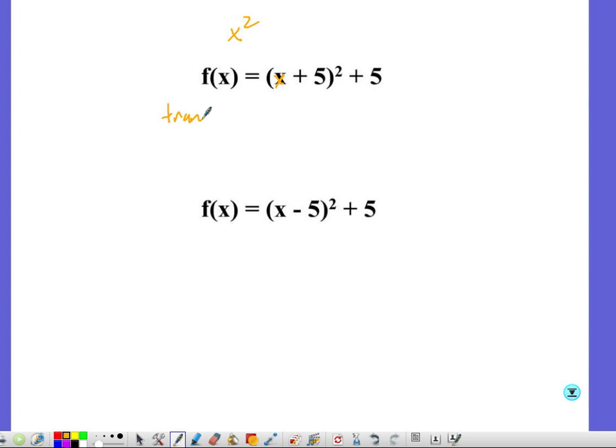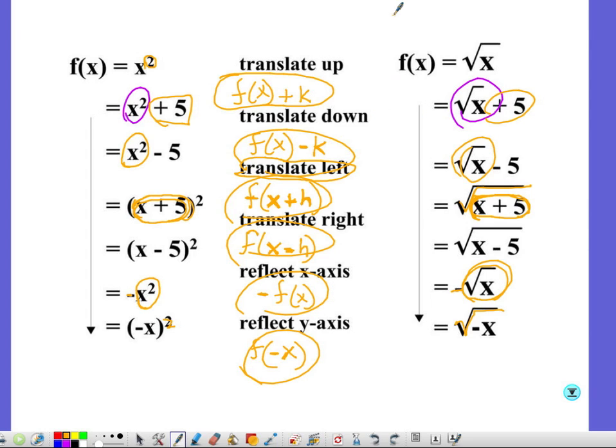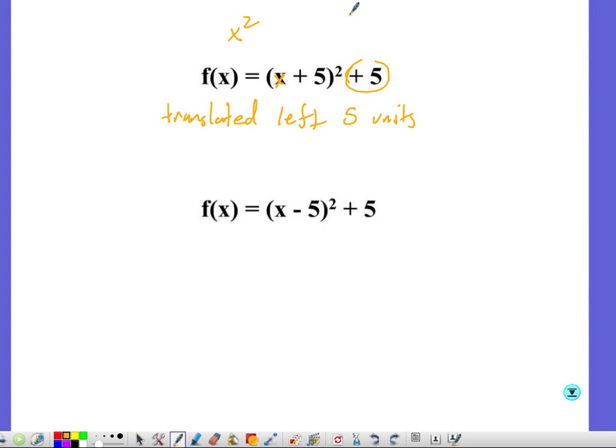So we're translating, we're using the past tense here, translated left 5 units. But notice at the end we are adding 5, and so which of these shows that after we wrote the function we're adding a number? Well, it's going to be this one. We're translating up. So we're translating to the left 5 units and up 5 units.